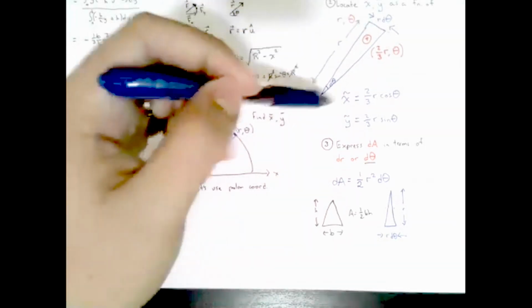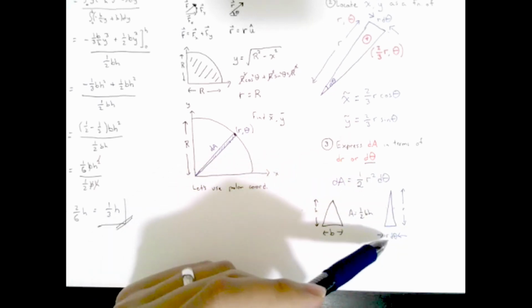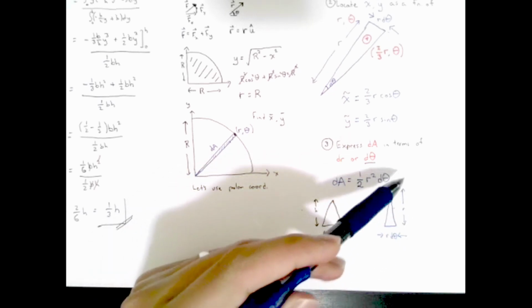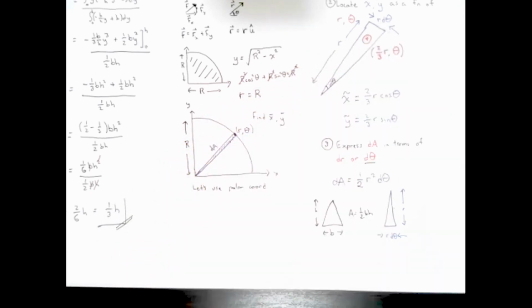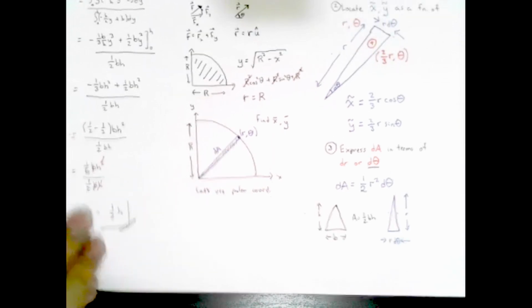So this element is essentially a triangle, right? We're treating it like a triangle with a base r d theta and a height r, which is what we already drew here. Okay, that makes sense. Thank you. All right, no problem. So let's go ahead and go to the easier step in this problem. And you'll see when we use polar coordinates how easy this step becomes.